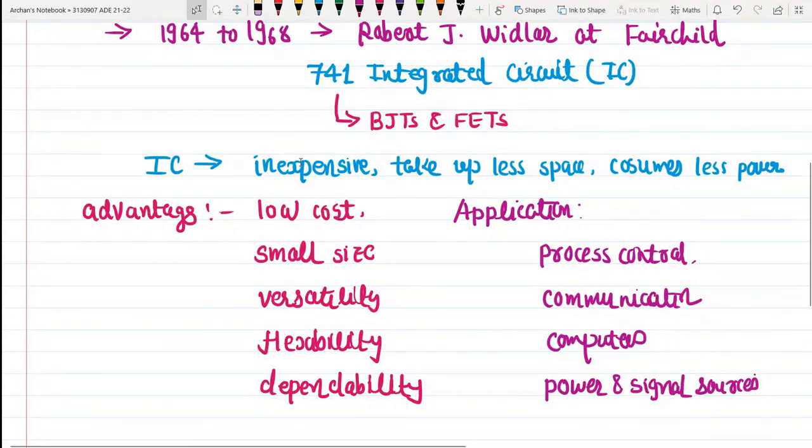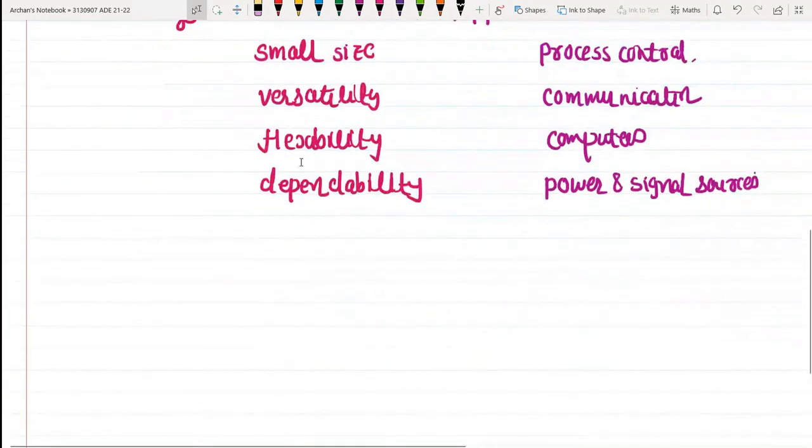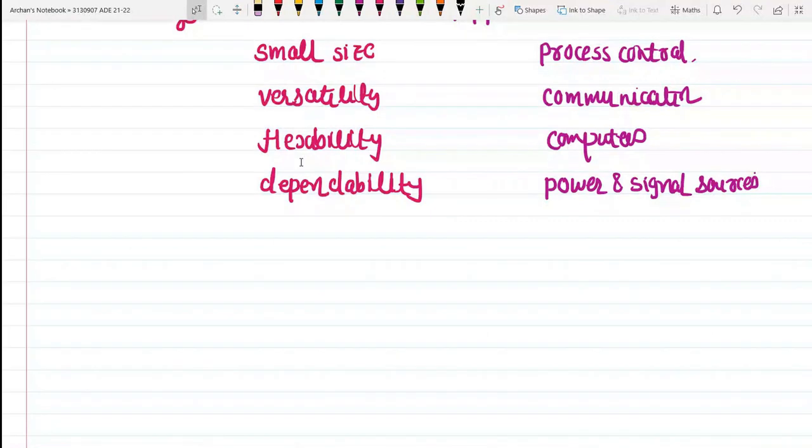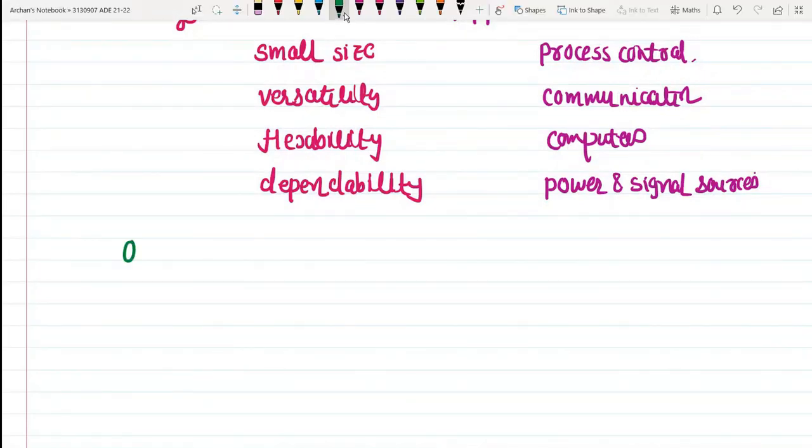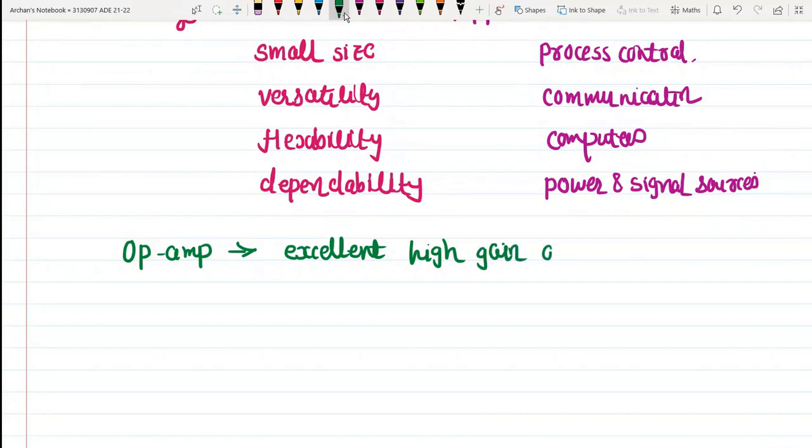Okay, so talking about the op amp, it is basically an excellent high gain DC amplifier.